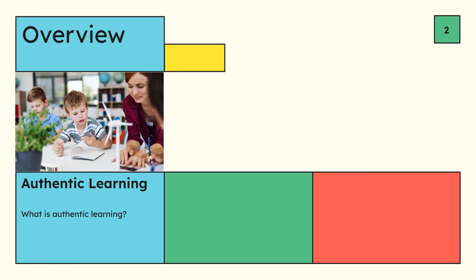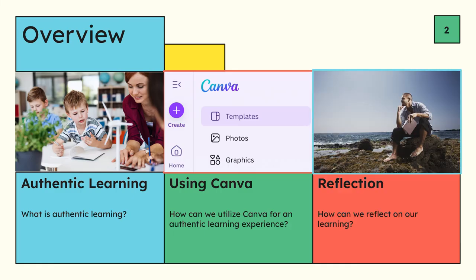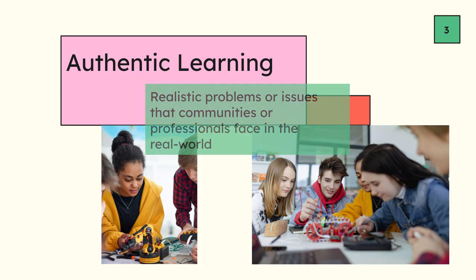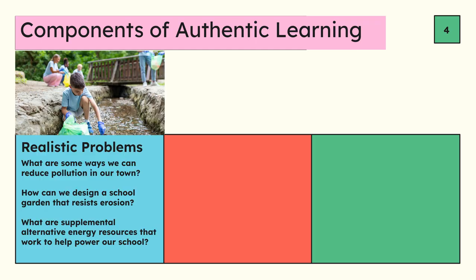As an overview, we'll talk about authentic learning, using Canva for an authentic learning experience, and briefly, reflection. Authentic learning involves realistic problems or issues that communities or professionals face in the real world, and bringing that into the classroom. Some components of authentic learning involve realistic problems.